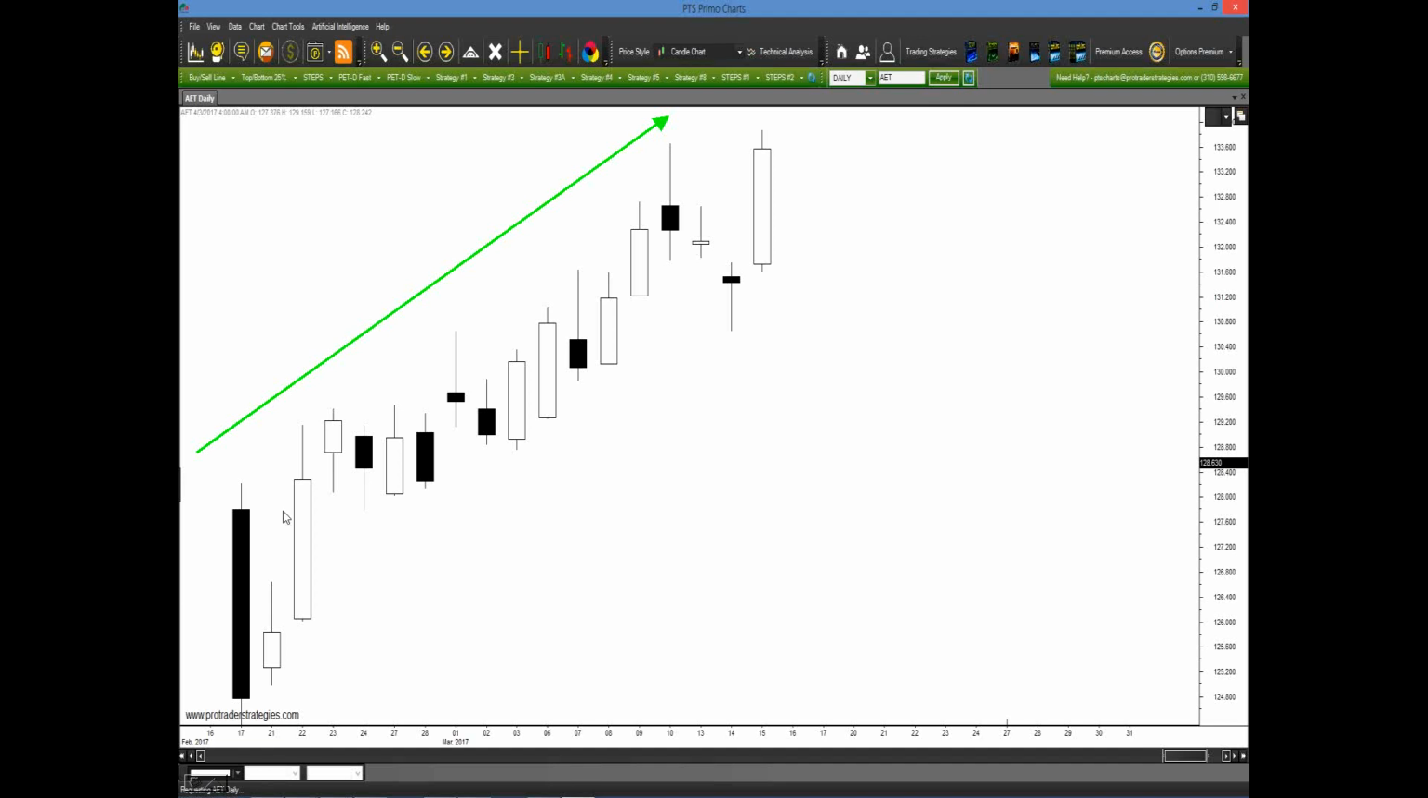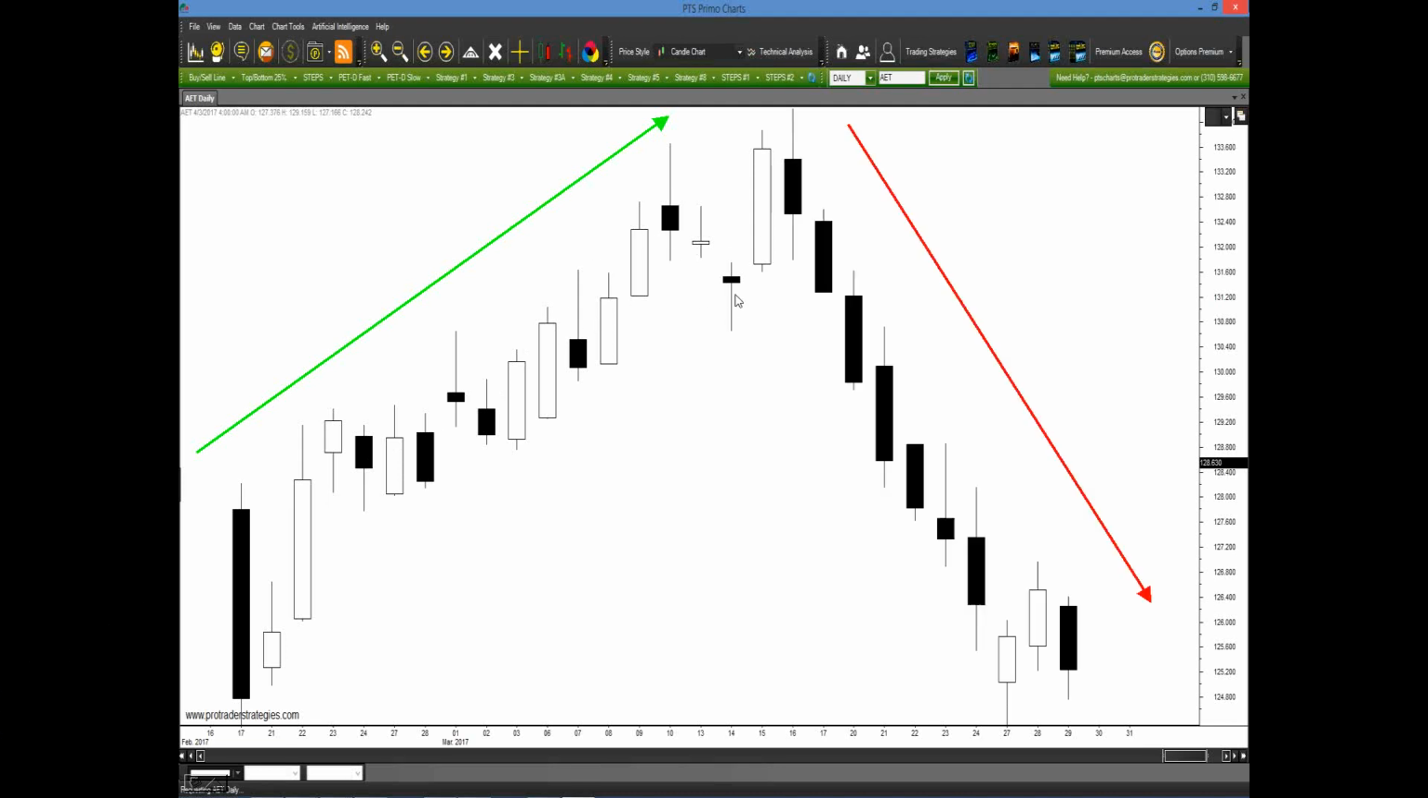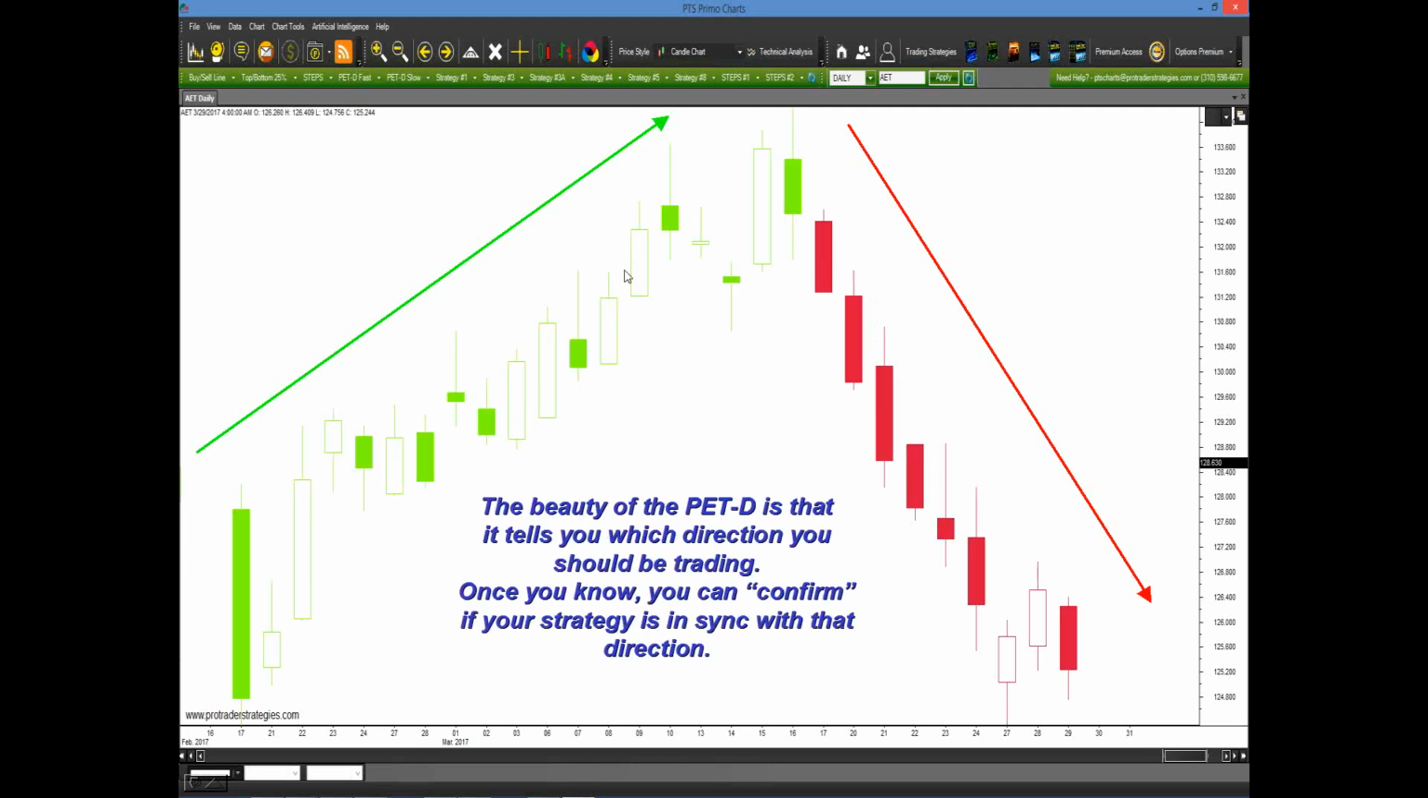For example, most traders would look at this and say, yes, we are fully in an uptrend, and they'll maybe buy on this little pullback right here, and then this happens, right? What if you could have found out way in advance that you were in an uptrend, say back here, and then found way in advance that you were in a downtrend? Well, there's a way to do that. You apply the PET-D. Click on the PET-D on our platform, and it automatically changes the colors.